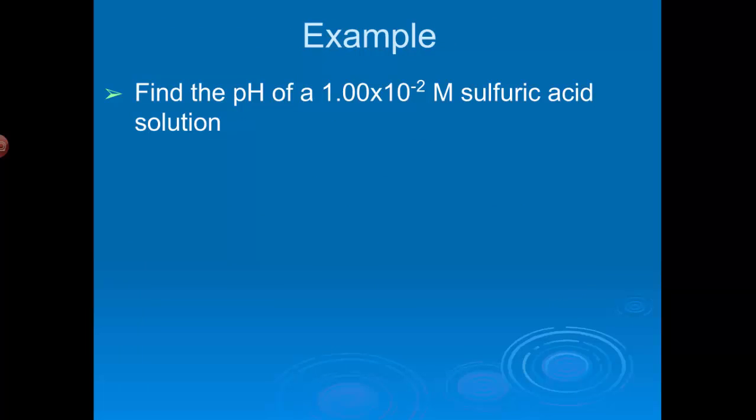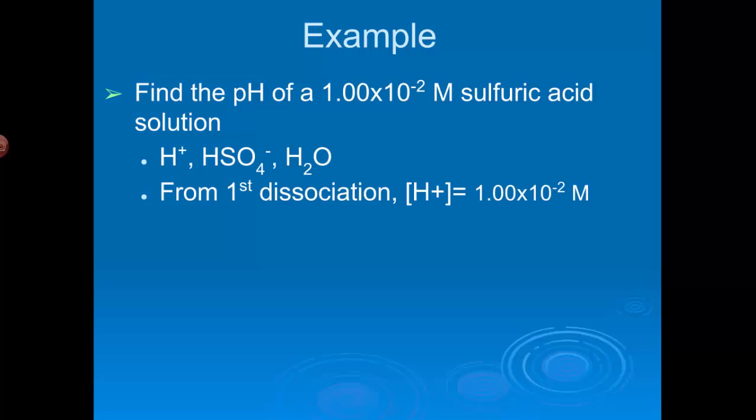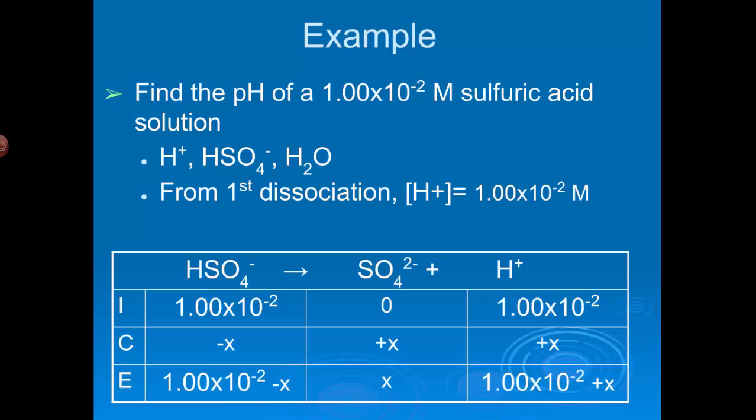So for a 1 times 10 to the minus 2 molar sulfuric acid solution, we want to find the pH. So our important species are H+, HSO4-, H2O. The H+ concentration for the first dissociation is going to be equal to the concentration of the acid because it's strong. We can plug that in as our initial concentration of H+, because it's going to be there. The minute you put sulfuric acid into water, it dissociates that first dissociation. It's there, okay? So we're looking at the second dissociation to figure this out, okay? So HSO4- will be 1.0 times 10 to the minus 2.